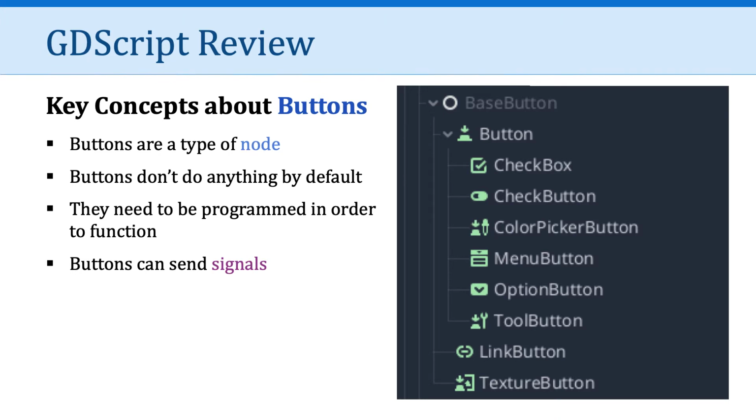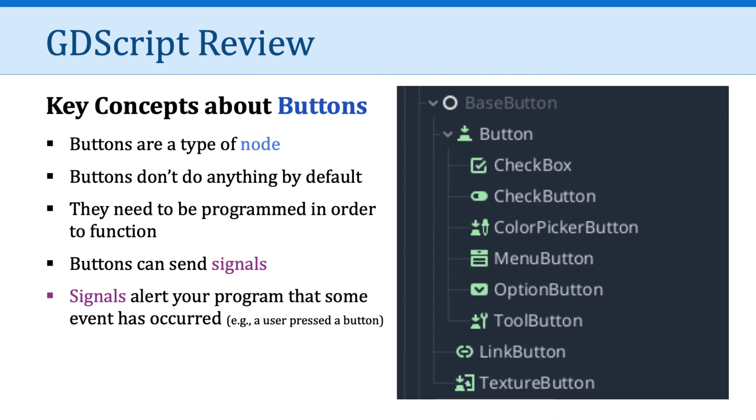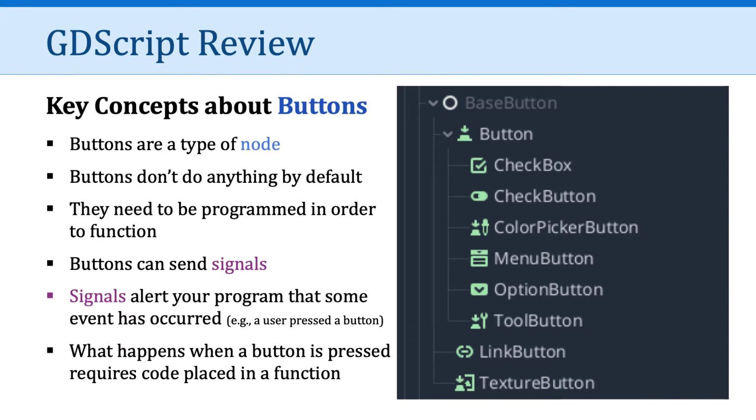We also learned that buttons send signals. And we also learned that signals alert our programs that some kind of event has occurred, such as a user has pressed a button or clicked a checkbox. Now, what happens when a button is pressed or a checkbox is clicked requires code placed in a function. And it is our job as the programmers to write that functionality so that the interface or the game responds when the user does something with a button or a checkbox. Now, a couple of important things I want to highlight.